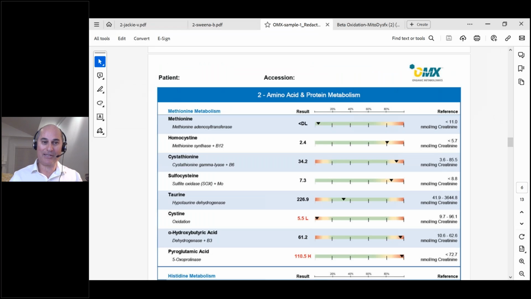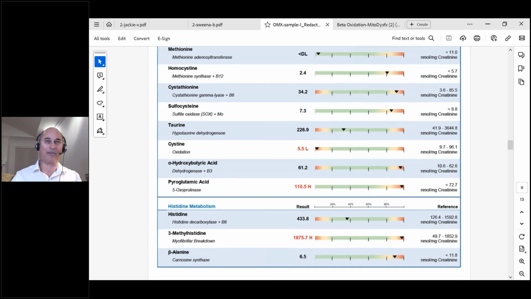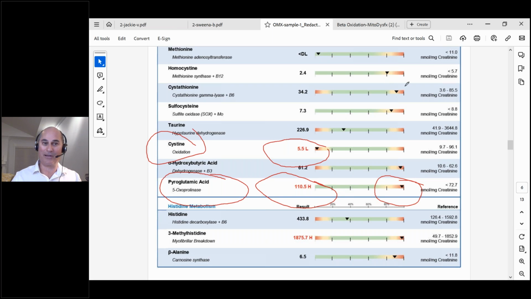And then the last thing, just to compare it with the other test, is to look at the neurotoxin markers. We're not going to look at them all because that would take hours. But the main one, remember we just saw pyroglutamic acid on the NutriVal. Here's pyroglutamic acid again, super high. So the detox pathway is not working well. Cysteine, super low. Detox pathway is not working very well. Cystathionine, sulfocysteine, super high. Detox pathway is not working very well. Oh my gosh, look, methionine, undetectable. Detox pathway is not working very well.